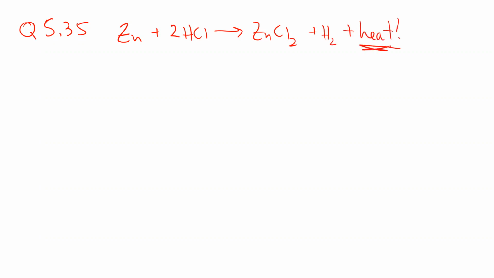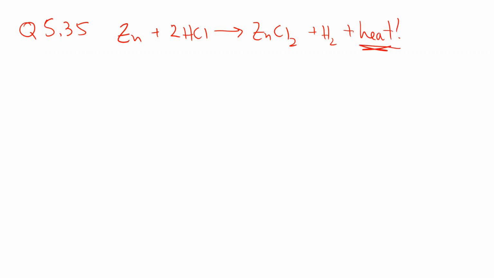So question 35 in the reading, right? We're doing a coffee cup calorimetry, and we've got basically this reaction taking place where zinc is going to react with HCl to produce zinc chloride and hydrogen gas and heat. It's exothermic, it's going to release heat.